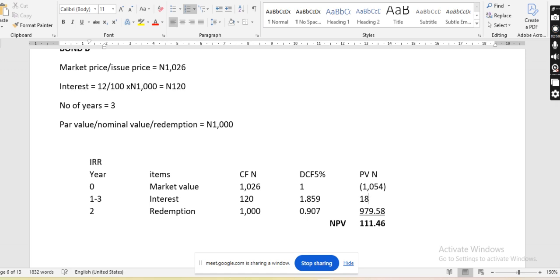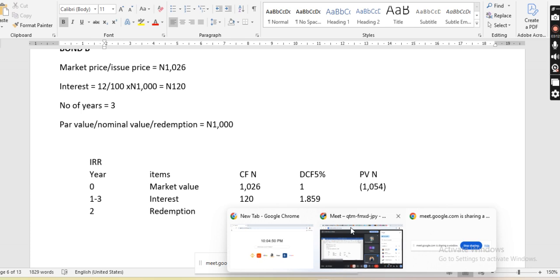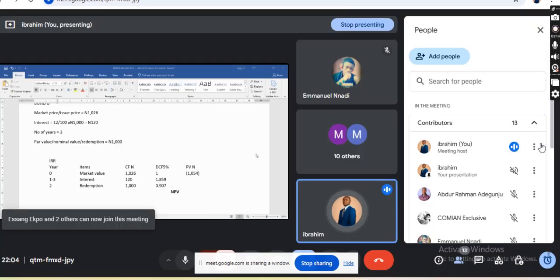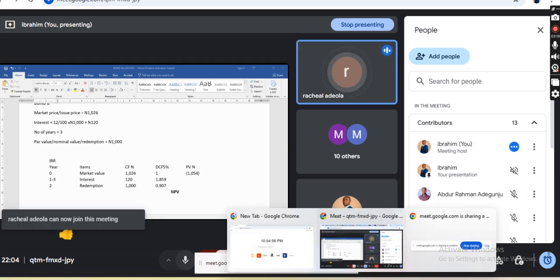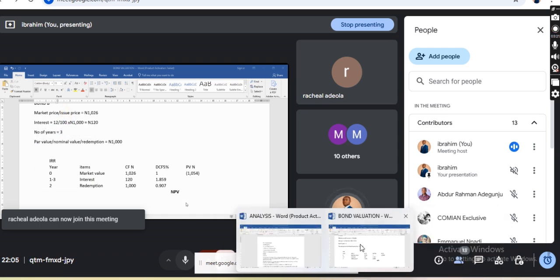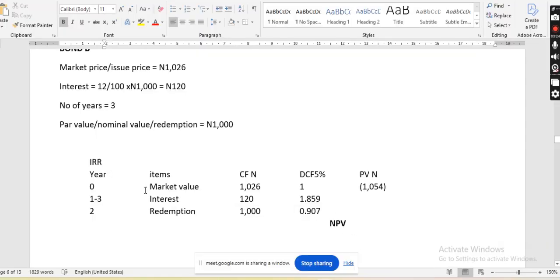so what do we have here? The DCF will remain the same, right? Since we are using 5%. Class, quickly, what do you have? Are we still together? The DCF is 2.723. We are still using the same. This is for how many years, sir? For 3 years. Okay, that's fine. Thank you. So this will be 3.